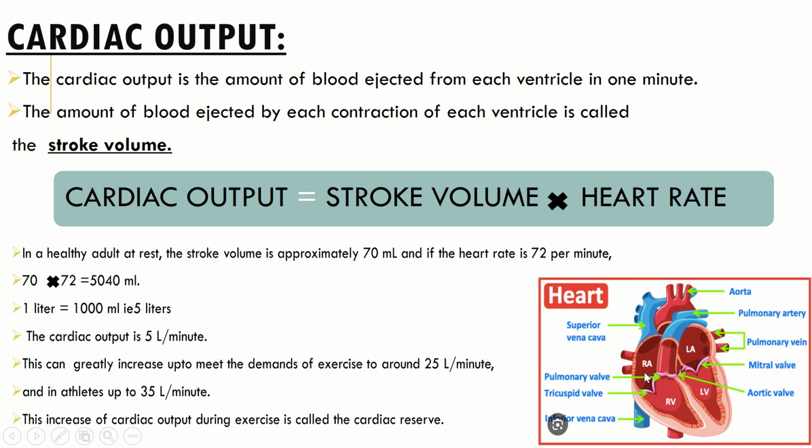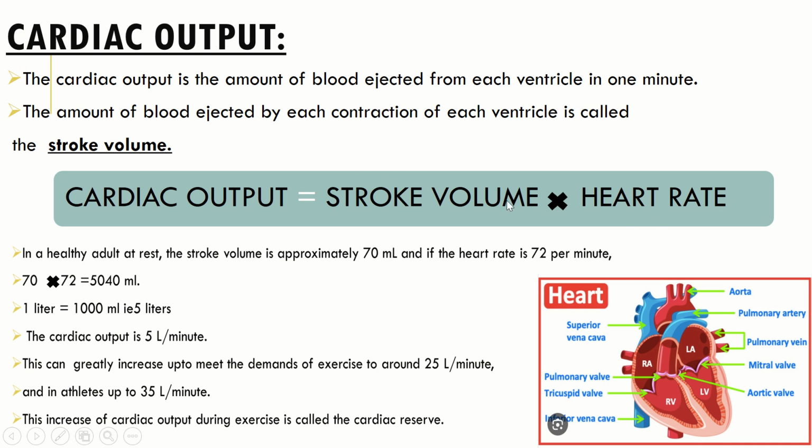The amount of blood that is ejected from each ventricle in 1 minute is called the cardiac output. The amount of blood ejected by each contraction of each ventricle is called the stroke volume. So if you calculate for 1 minute, it is called the cardiac output. If you calculate the amount of blood ejected in one contraction, that is called the stroke volume. So cardiac output is calculated as stroke volume into heart rate.